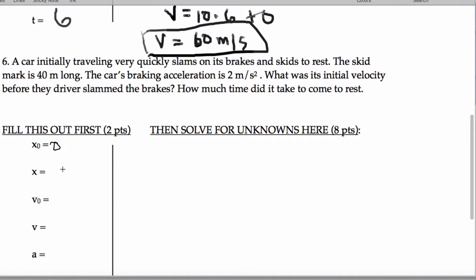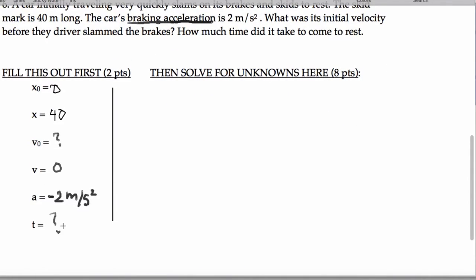So we'll start our position at 0. We say that we end at 40 because that's the distance we take to skid. Now, since we're moving forward and the brakes want to drag us in the opposite direction, we're going to make this -2 meters per second squared because it's a braking acceleration. And then V0 is going to be unknown, and we actually end up at rest. And our time is unknown. So we want the initial velocity before the driver slammed on the brakes.